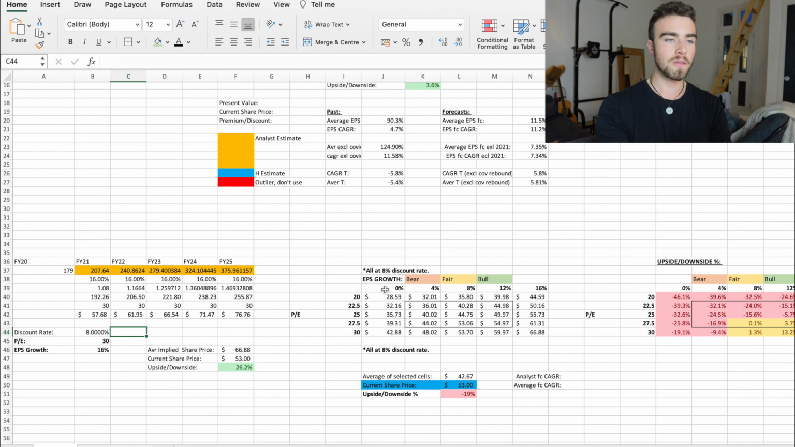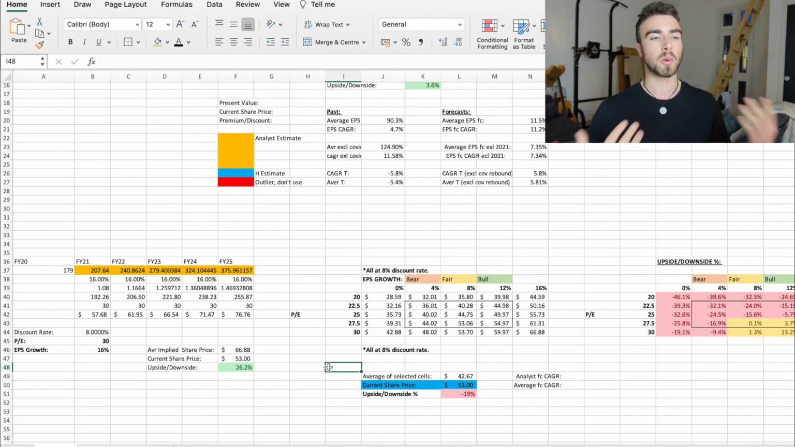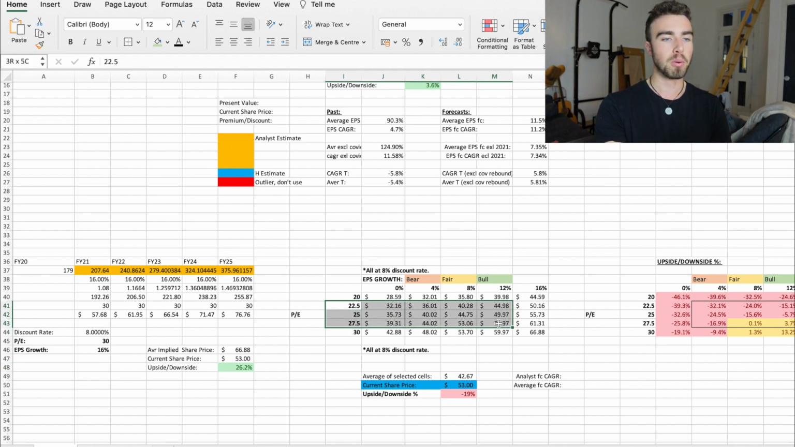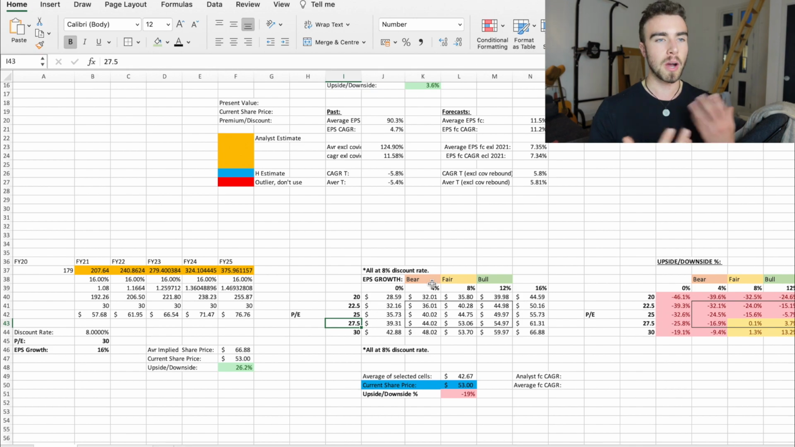And then your two variables for this matrix are going to be EPS growth and PE. The one that's actually most sensitive is PE. So you've got to say, okay, where is Coca-Cola going to grow and what is the PE going to be going forward? As we saw, the PE was in a range of about 22.5 to 27.5. So we're kind of using this as our bull and bear case for PE, 22.5 being bear, 27.5 being bull. And then you've got to try and work out, where do you think the growth is going to be?